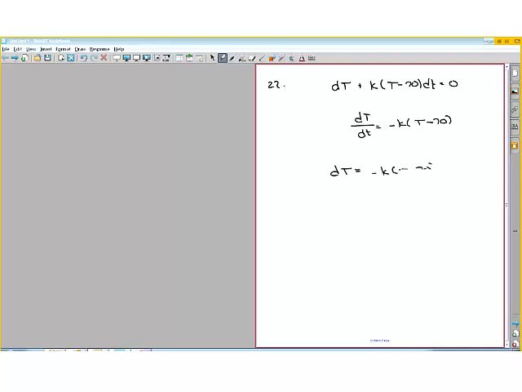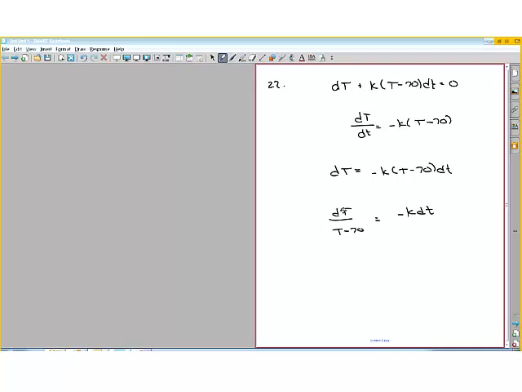So our two variables are capital T, which is temperature, and small t, which is time. k is a constant based on the material, so as long as the material stays the same, this is constant. If I divide by T minus 70, I get dT over T minus 70 is equal to negative k dt. So I now have the two variables separated.